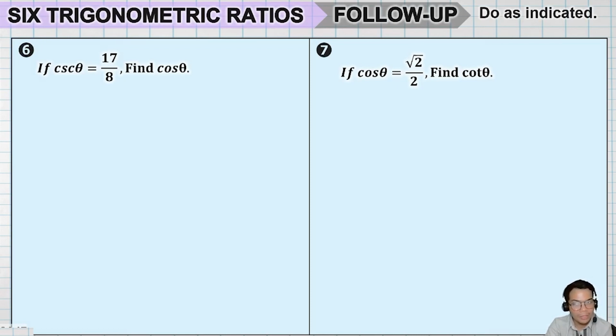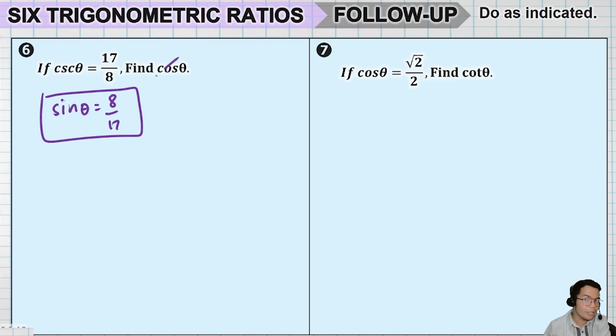You're given cosecant theta, which is equal to 17 over 8, and we are to find cosine theta. The problem here is that hindi naman kasi inverse ni cosecant si cosine eh. Ang inverse ni cosecant theta is sine theta. So if you're thinking the answer is 8 over 17, that's the value of sine theta, not cosine theta. Hindi naman mag-inverse yan si cosecant tsaka si cosine. Ang mag-inverse si cosecant tsaka si sine.